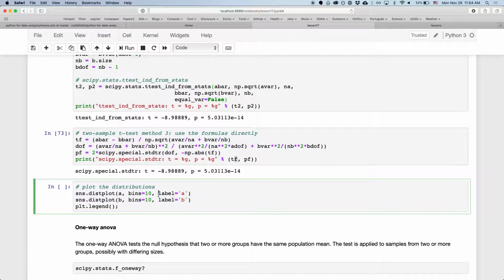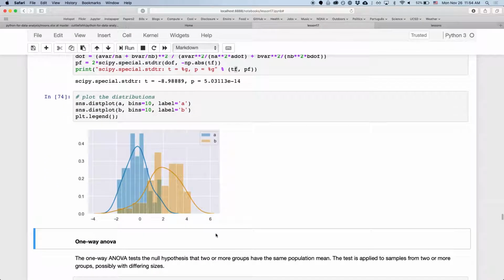And if we now look at the distplot using Seaborn, we can see, again, that these distributions are different, and it makes sense that they're statistically distinguishable using the two-sample t-test.